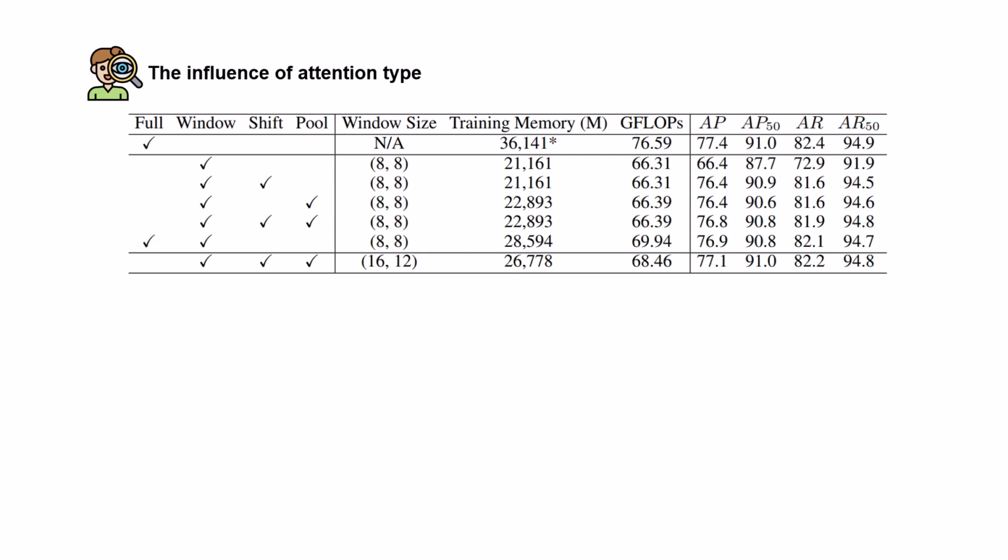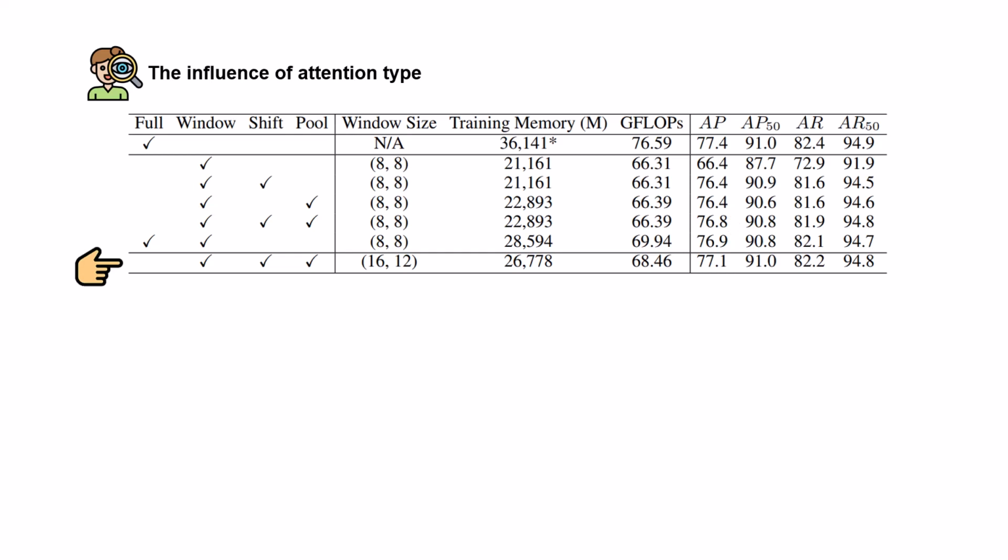I would be thankful. But what they realized is that shifting and pooling are complementary and we can use both of them at the same time. So window plus shifting plus pooling actually achieves a better average precision compared to solely using shifting or pooling. And the next row, which is a combination of full attention and window attention, is the ViTPose paper, which I don't really know how it works. It clearly needs more GPU memory and average precision is a bit more than the combination of Swin transformer and pooling.